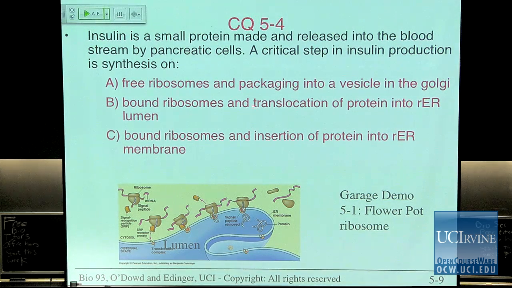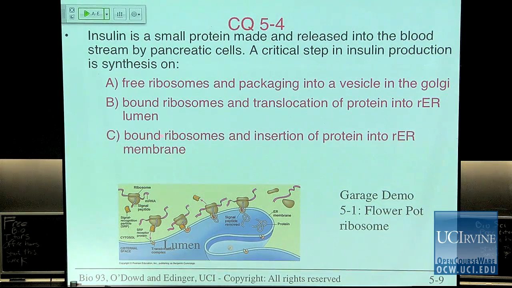It's a bound ribosome and translocation of protein into the rough ER lumen. That's what's shown here. This is the diagram you have for your LBL. The mRNA is associated with a free ribosome. A signal recognition particle attaches to the signal peptide, attaches the ribosome to the endoplasmic reticulum, and then the protein is synthesized into the lumen of the endoplasmic reticulum. A vesicle will form around this, and this will get transported to the Golgi.